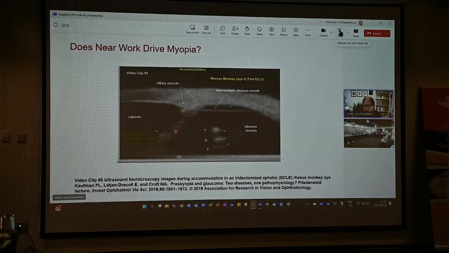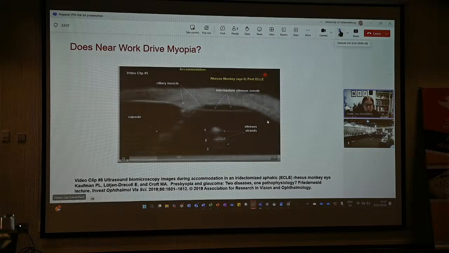So this video you can find in IOVS. Let me just play it. It's using ultrasound to image the eye. We see the cornea here, ciliary body, ciliary muscle, zonular fibers, the tension zonules, and the posterior eye. And with accommodation, which we can see here, notice how the tension zonules pull on the posterior portion of the eye. And you can see that entire thing being shifted forward.